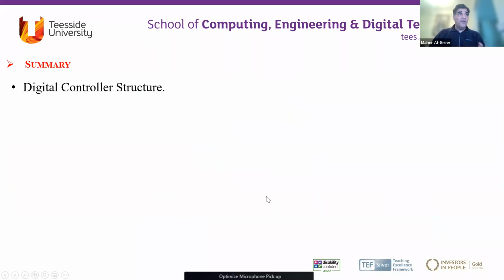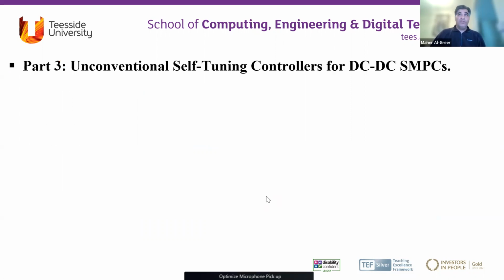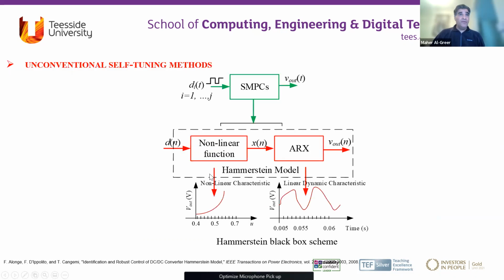So in this part, we have looked at system identification, digital control, and adaptive control for switch mode power converters. Let's look at some unconventional self-tuning controllers for DC-to-DC converters. Some of those come from the state of the art or from the literature, and I'll show you what we have done as well in terms of system identification for switch mode power supply.